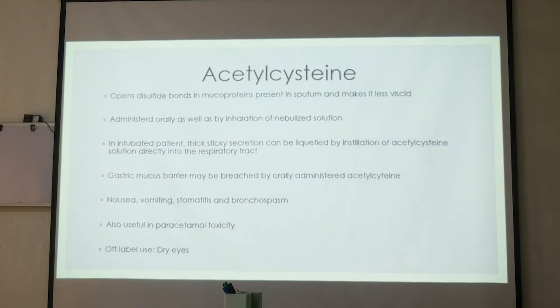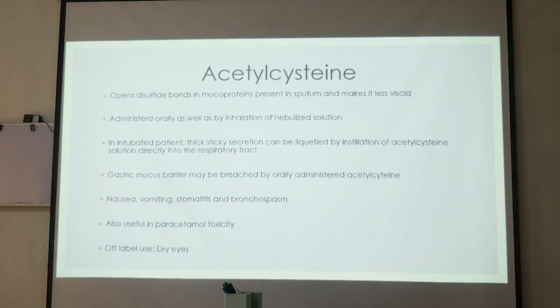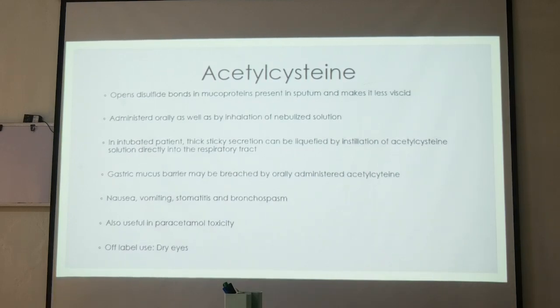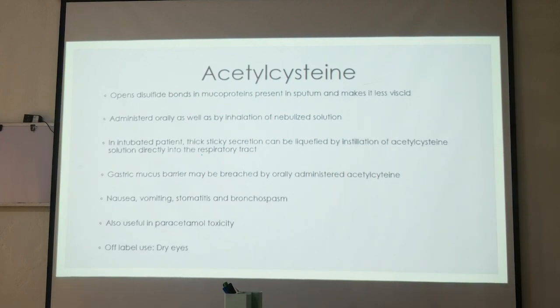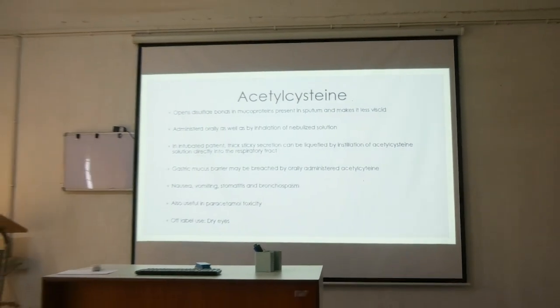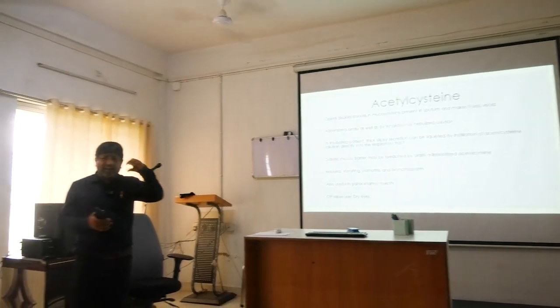Acetylcysteine opens disulfide bonds in the mucoproteins in sputum, and thus decreases the viscosity of the bronchial secretion. It is administered orally as well as by inhalation. In an intubated patient, acetylcysteine can be directly inserted into the tube. The gastric mucus barrier may be breached, so it is not used in peptic ulcer patients. Nausea, vomiting and bronchospasm may be produced.